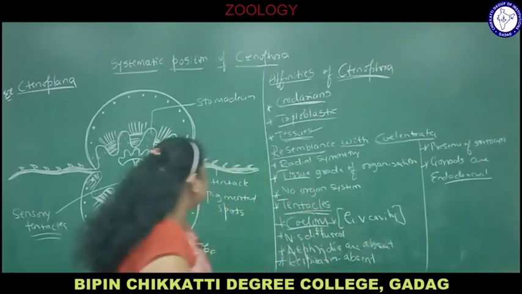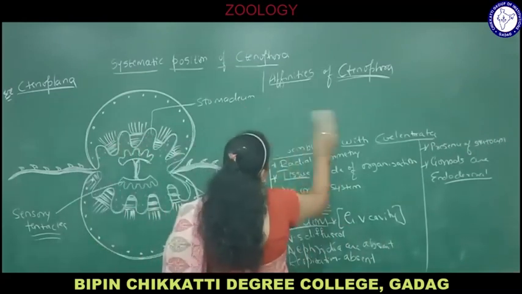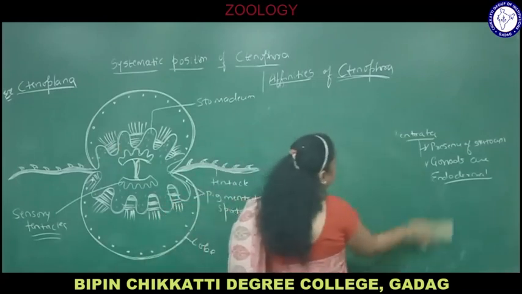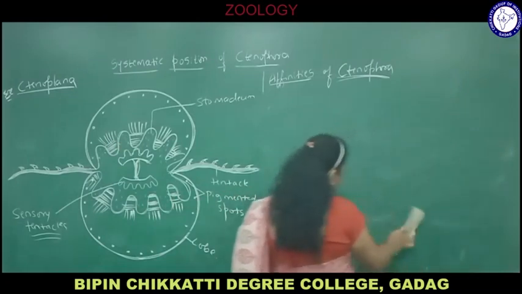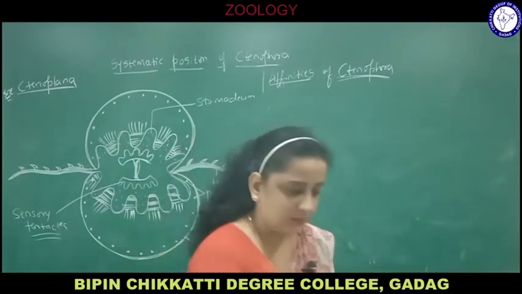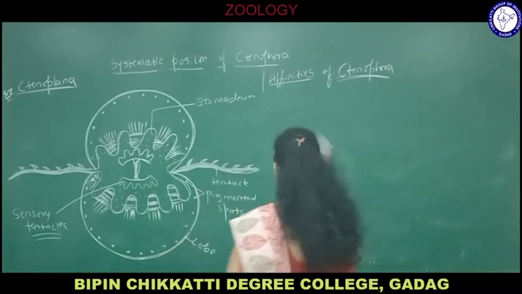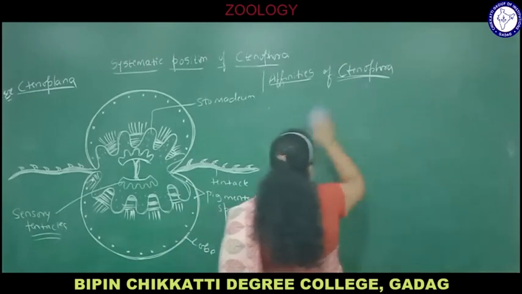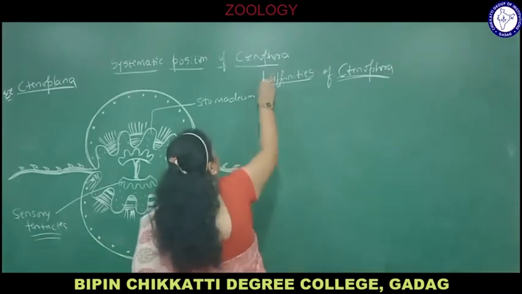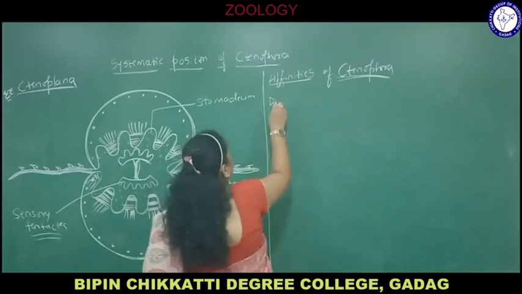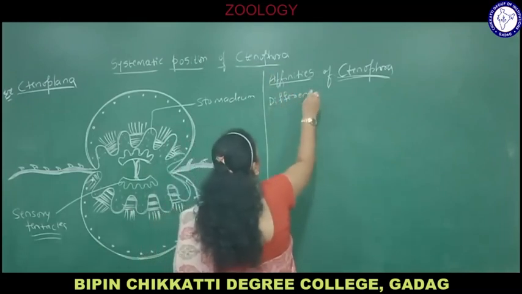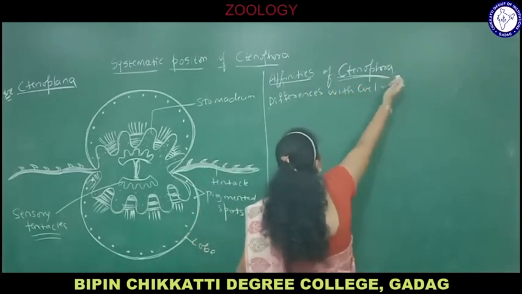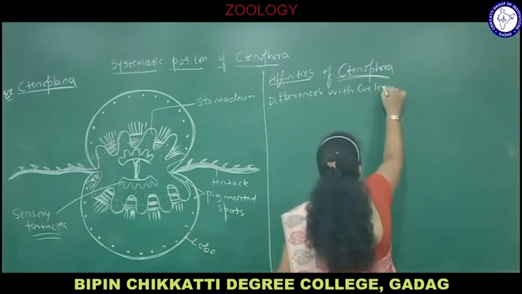Next we will go to differences with Coelenterata. Till now what you have seen are similarities, because similarity means they are present. These characteristics are common in both the phylum Cnidaria and Ctenophora. Now we will see differences with Coelenterata.